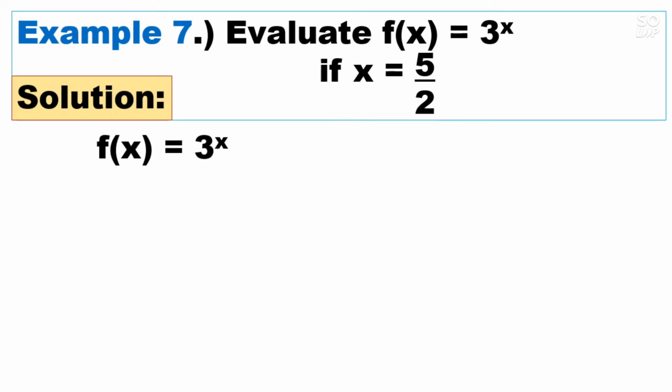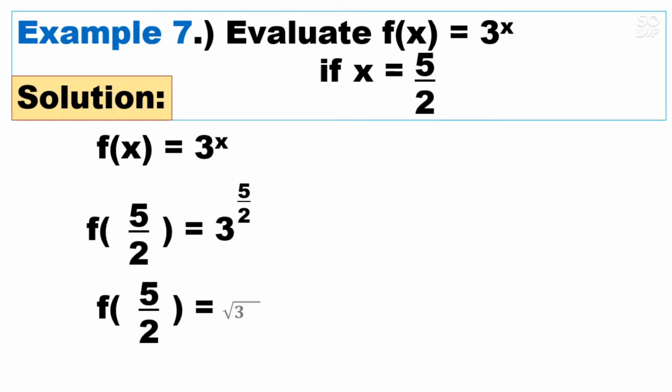We have f of x equals 3 raised to x. And then, papalitan natin yung value ng x which is 5 over 2. And then, 3 raised to 5 over 2. F of 5 over 2 equals square root of 3. Since ang exponent natin is fraction, ang denominator niya is magiging index. Okay, magkakaroon tayo ng radical sign. Okay, ang radical sign natin na square root, consider na ang index is 2.